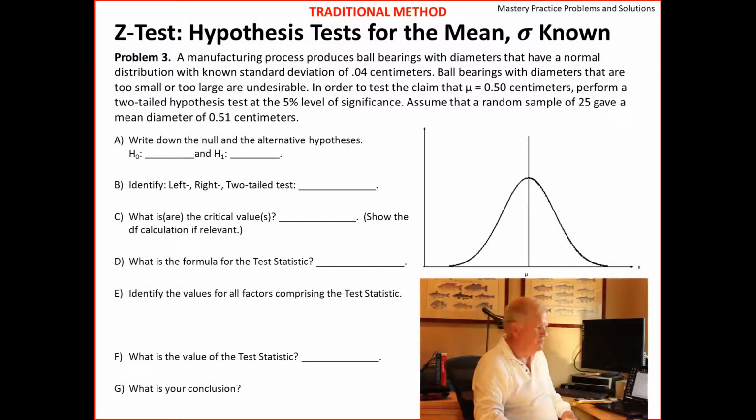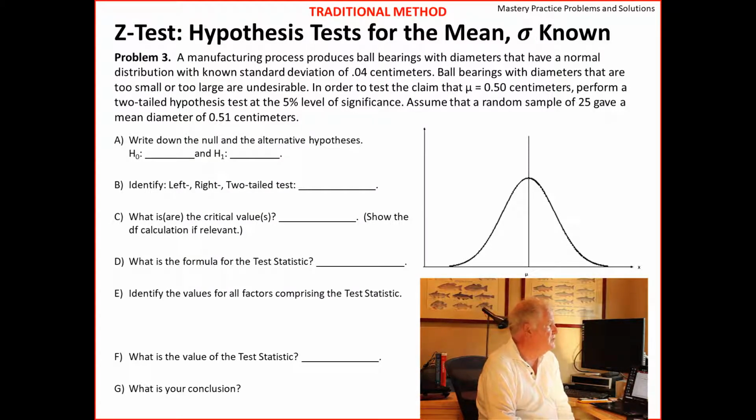Alright, the third and last problem of this type. This is another z-test. This is another case where we're doing a hypothesis test on the mean and we, for some reason, know the sigma of the original population. So let's just shoot right through this. Let's just read it, write it down.